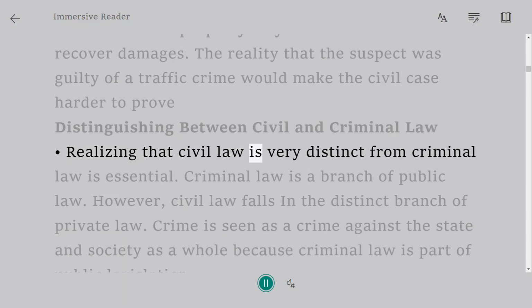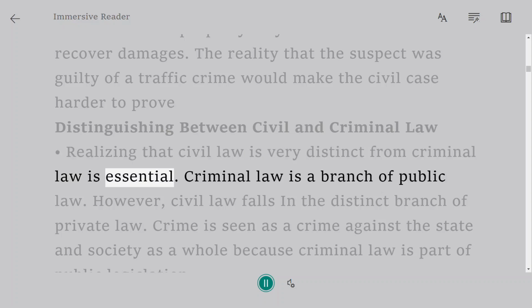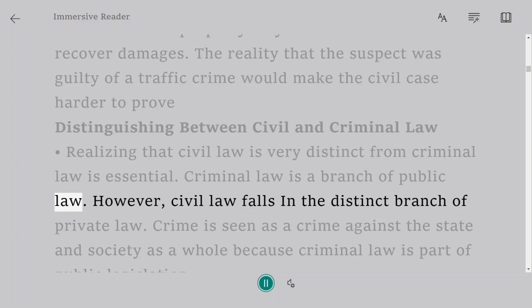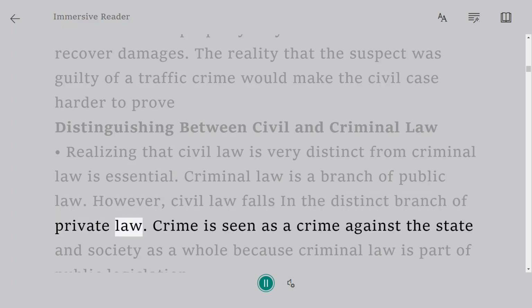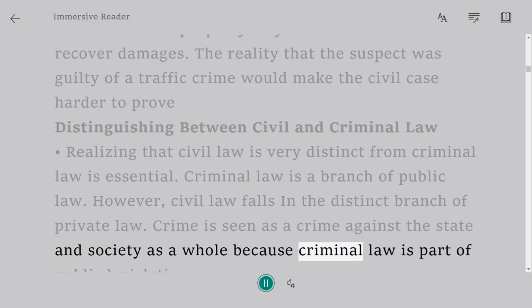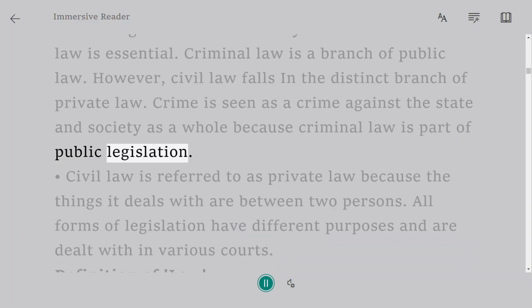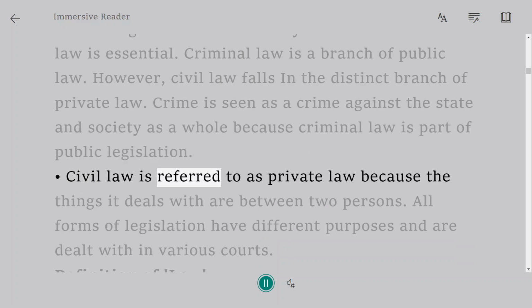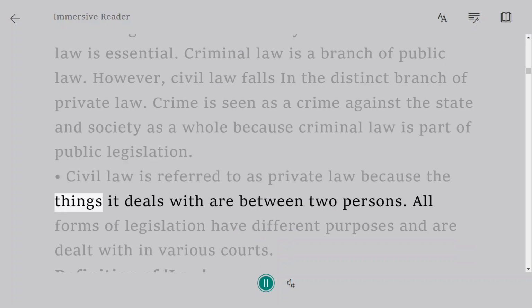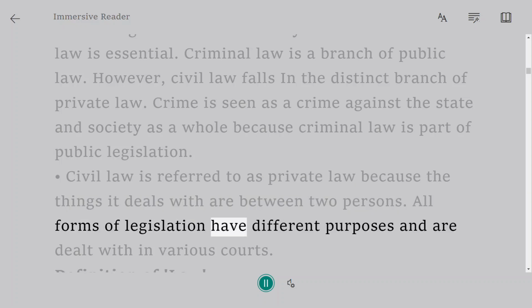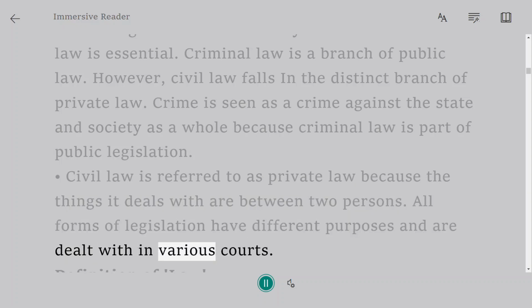Distinguishing between civil and criminal law. Realizing that civil law is very distinct from criminal law is essential. Criminal law is a branch of public law. However, civil law falls in the distinct branch of private law. Crime is seen as a crime against the state and society as a whole because criminal law is part of public law. Civil law is referred to as private law because the things it deals with are between two persons. All forms of law have different purposes and are dealt with in various courts.